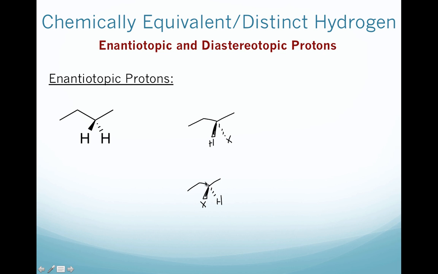Alright, now, if we look at the carbons in each of these, now we have four different groups around this carbon that is a chiral center. We have an ethyl, methyl, hydrogen, and X. Now, what are the relationships between these two compounds? Well, they're non-superimposable mirror images, so these two are enantiomers.